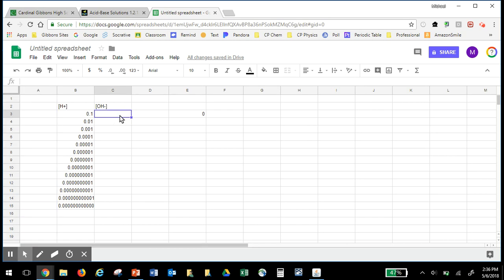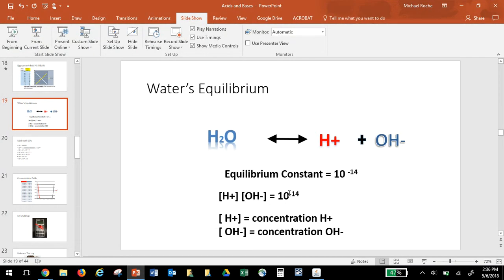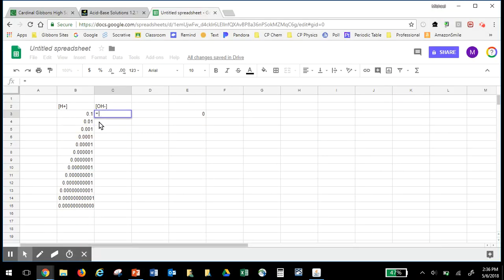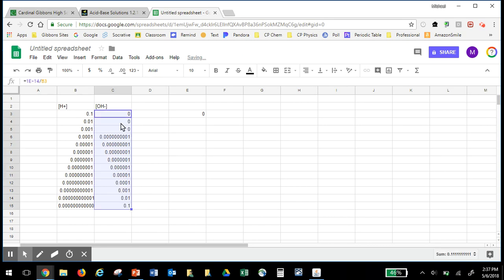The OH minus we just saw here is equal to 10 to the minus 14 divided by the concentration of H plus. So we can fill all these in as being equal to 1 times 10 to the minus 14, which in computer language is 1e minus 14, divided by whatever's over there. And we hit enter, and as you see, that 0 tries to come up, and then we drag this down. And the same situation occurs here, where if I show enough digits, you'll see the ones, right?